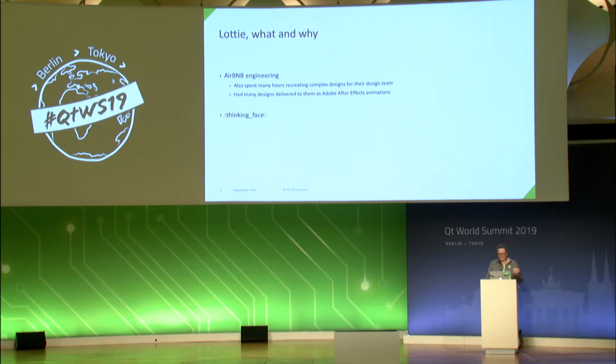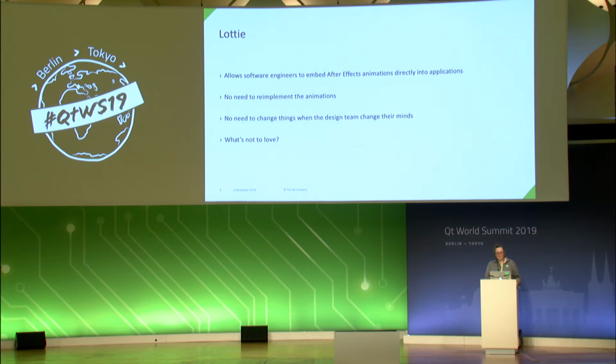So in 2017, Airbnb announced they'd been working on this Lottie framework, which is named after Lotte Reiniger, a movie maker from Berlin who made shadow movies. The idea behind Lottie was that it would allow software engineers to directly embed the After Effects animations into the application without re-implementing them. It's a fairly small thing, but it saves an enormous amount of time. You don't need to re-implement it. You don't need to change things. You don't need to tweak things.